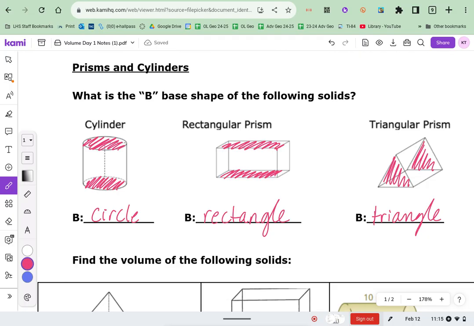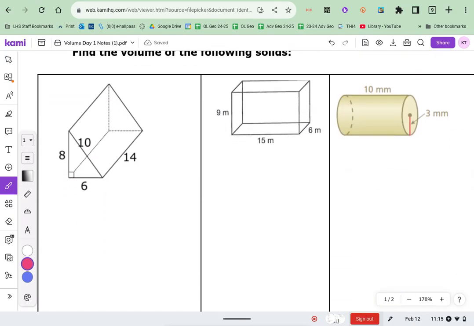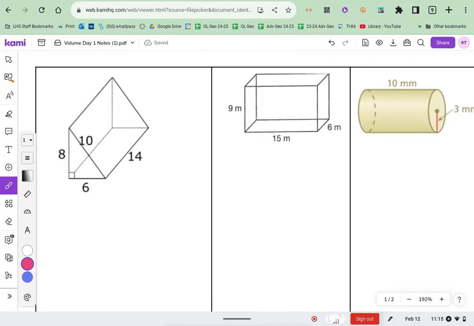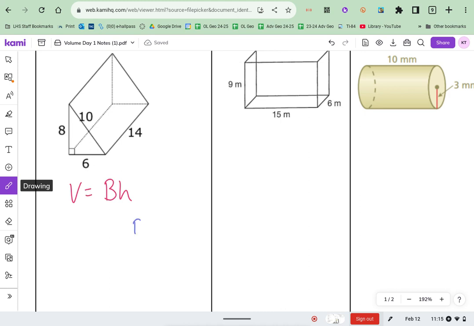Okay, so we're going to do the volume of some basic solids. So first up we have our triangular prism. Our formula for all prisms is that volume equals capital B, base, times height. So first, I'm going to come over to the side and find the area of my base. We just said that the base shape of a triangular prism is the triangle. So we need to find the area of a triangle.